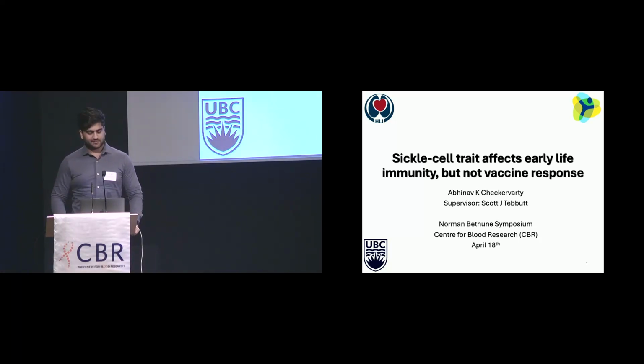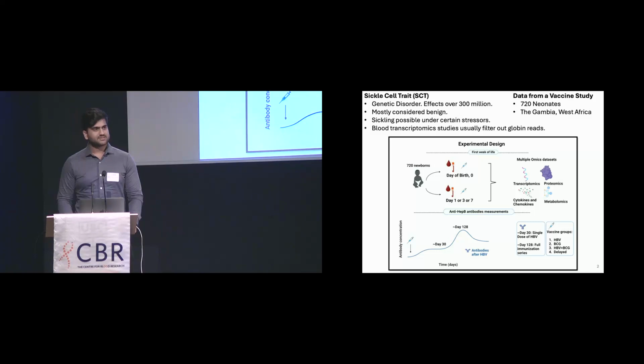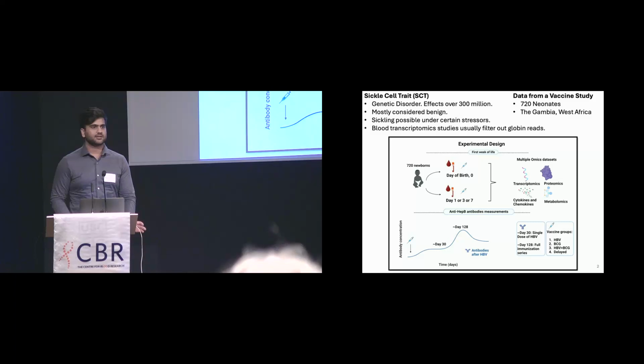I'm going to present my research titled Sickle Cell Trait Affects Early Life Immunity but Not Vaccine Response. Sickle cell trait is a genetic condition which affects over 300 million individuals worldwide, with most cases originating from Africa. This condition is considered benign, but complications can occur under certain environmental stressors, such as lack of oxygen or extreme exhaustion. So in this study, we tried to explore the effects of sickle cell trait on early life immunity.